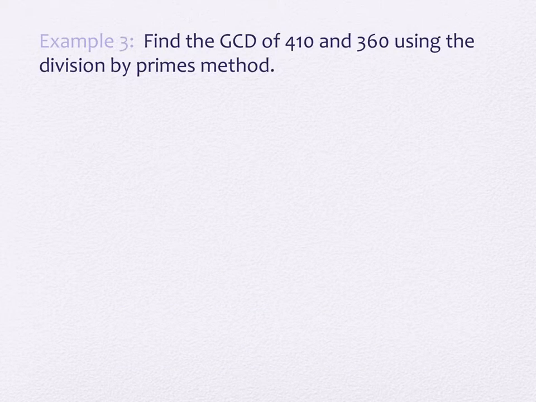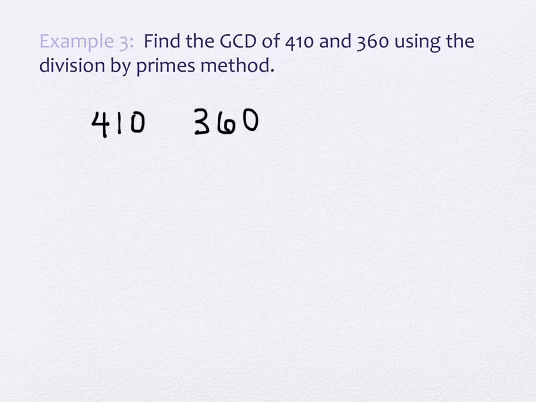All right, we've got the numbers 410 and 360. And we write them, like it said, in a row. In other words, beside each other, but with a little space, so we don't think that it's one number. And we're going to do division, much like we did on the previous slide, but we're going to do it with both numbers at the same time.